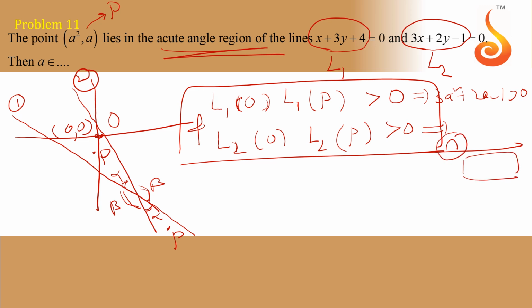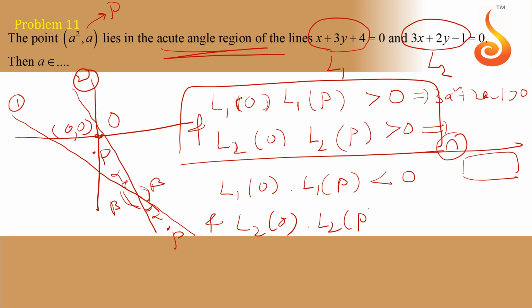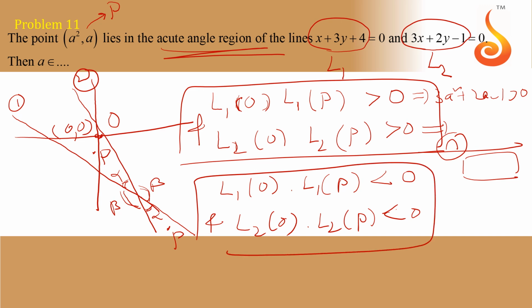If it is in the vertically opposite angle, then L1 of origin and L1 of P should have opposite signs. So L1 of origin into L1 of P should be less than 0, and L2 of origin into L2 of P should be less than 0. Similarly, you solve these two also and take their intersection, and then you take the union of this region and the earlier region.